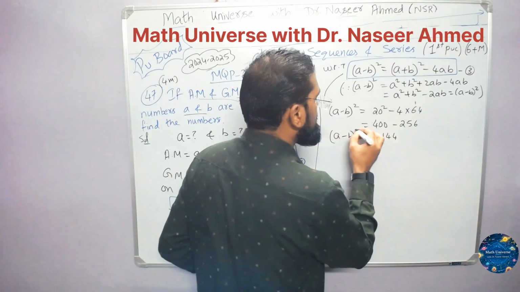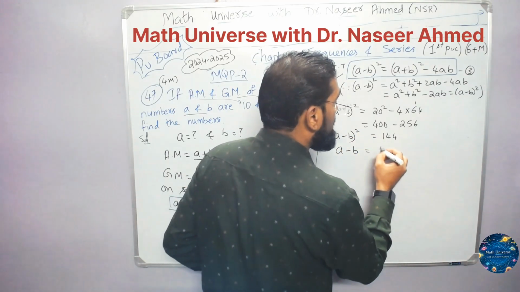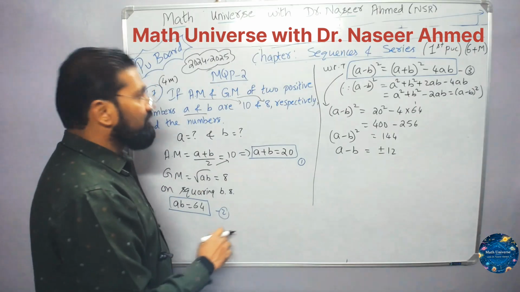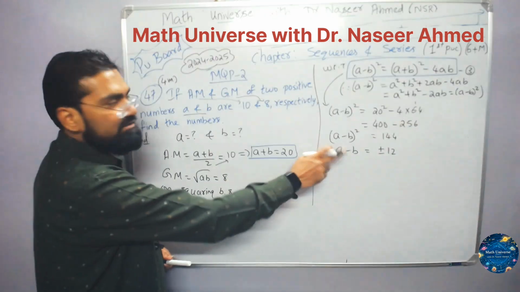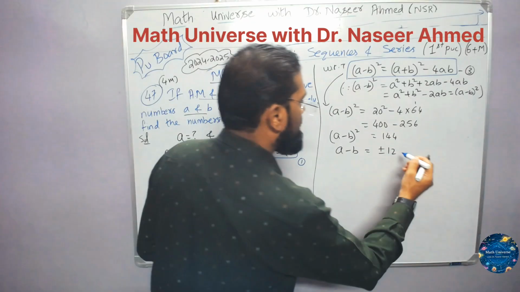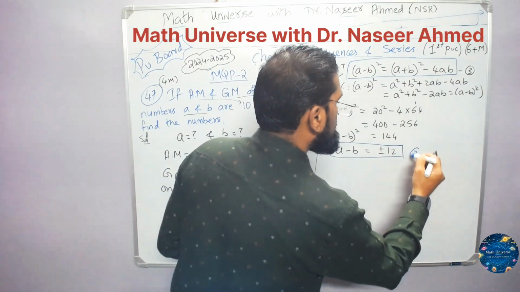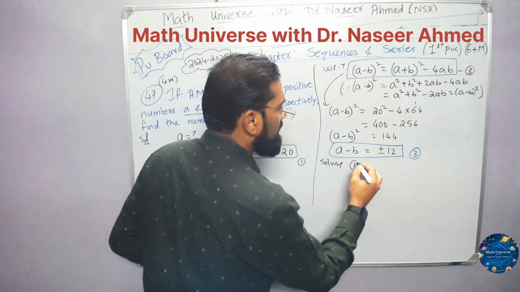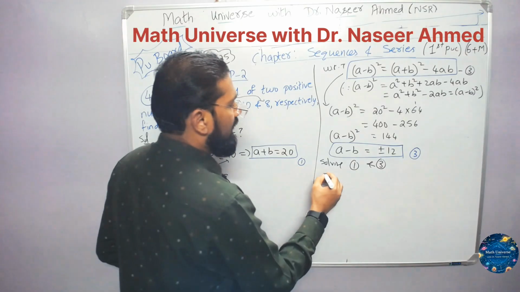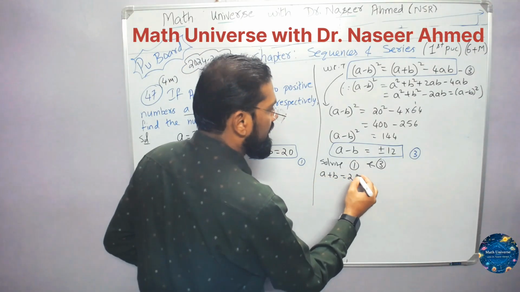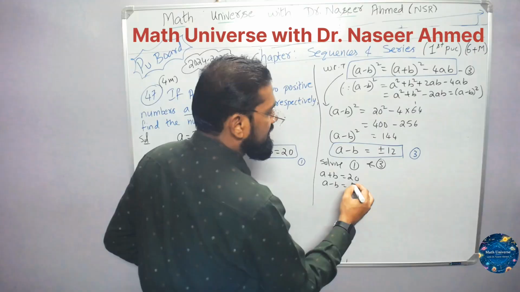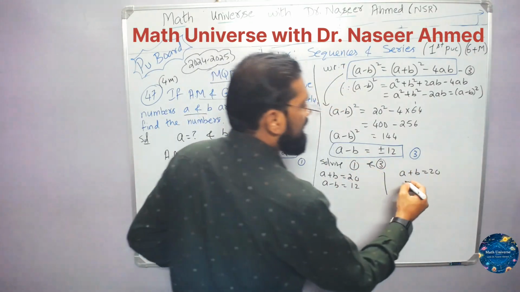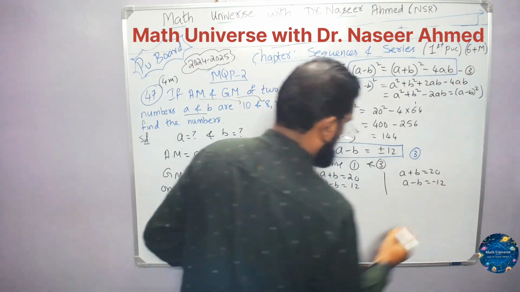A minus B the whole square is 144, so A minus B is equal to plus or minus 12. Not only plus 12, plus or minus. Now we have got addition, we have got subtraction. Now we are going to solve this separately. So now see carefully. Solving equations 1 and 3: 1 is A plus B is equal to 20, and 3 is A minus B is equal to plus 12. Similarly, A plus B is equal to 20, and from here, A minus B is equal to minus 12.